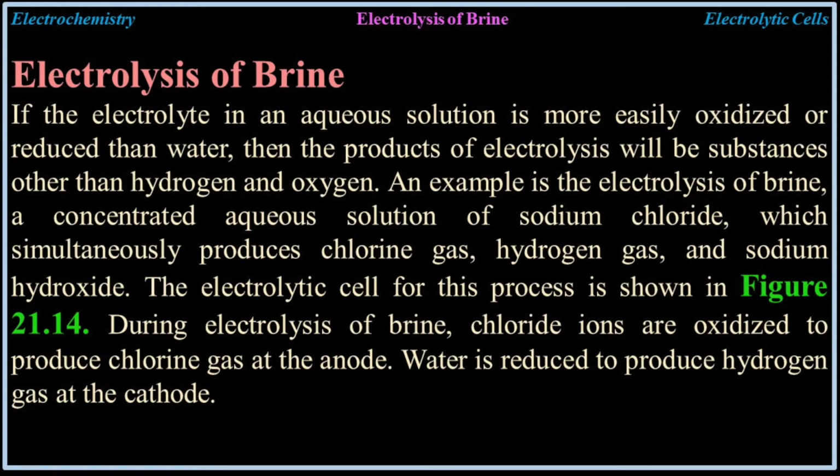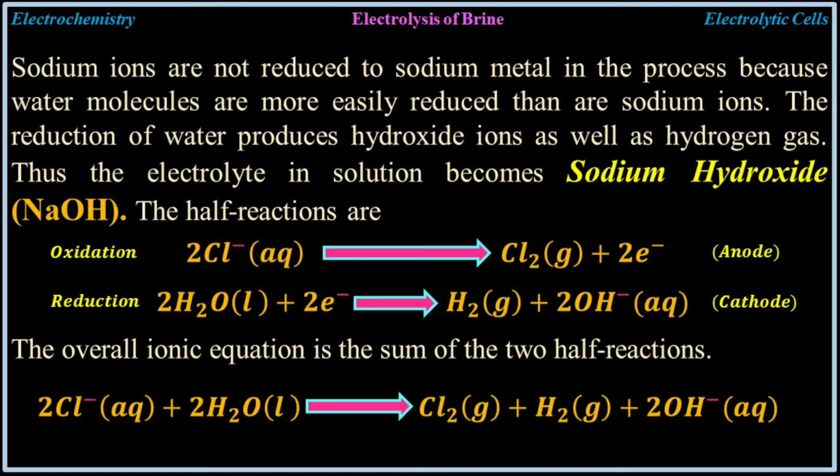Again, make sure that you study all diagrams. This is really a diagram-driven unit. It's going to be diagrams and experiments. Sodium ions are not reduced to sodium metal in the process because water molecules are more easily reduced than sodium ions. The reduction of water produces hydroxide ions as well as hydrogen gas. Thus, the electrolyte in solution becomes sodium hydroxide.